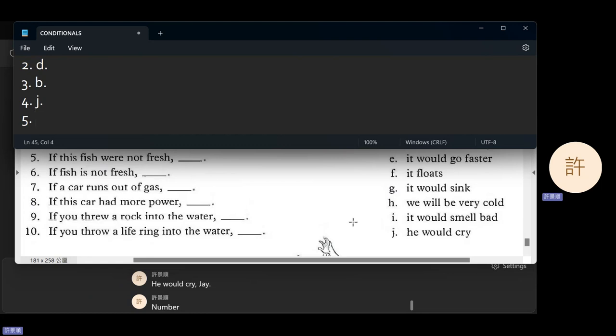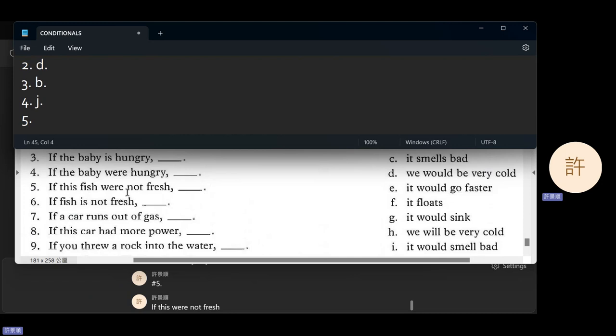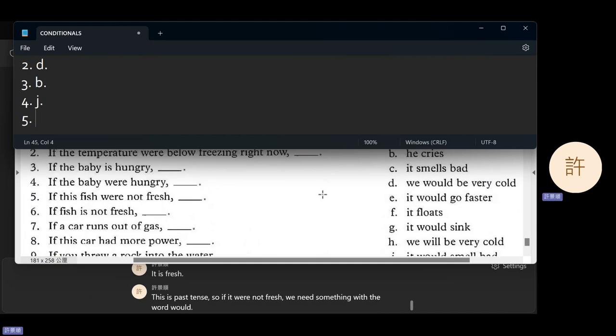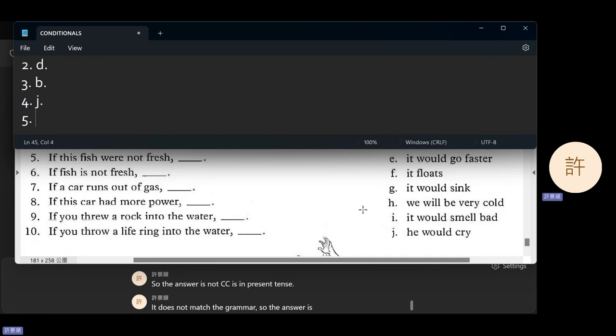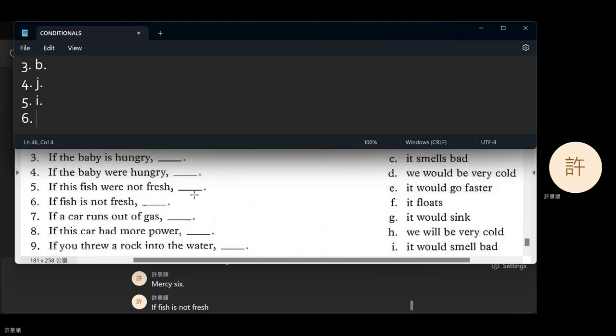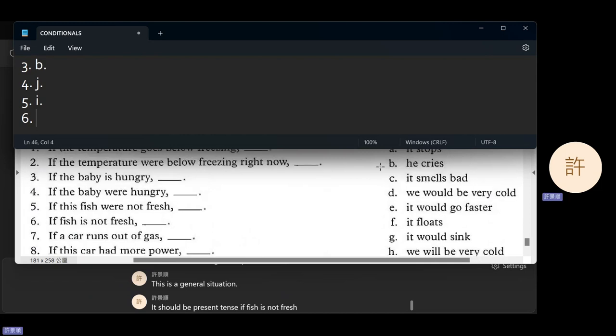Number five, if this were not fresh, so is it fresh? It is fresh, this is past tense. So if it were not fresh, we need something with the word would. So the answer is not C. C is in present tense, it does not match the grammar. So the answer is I, it would smell bad. Number six, if fish is not fresh. Notice that it doesn't say this fish, it doesn't say the fish. It means fish in general. So this is a general situation. On the right, we need something in the present tense, not the future tense. This is a general situation. It should be present tense. If the fish is not fresh, it smells bad. C.